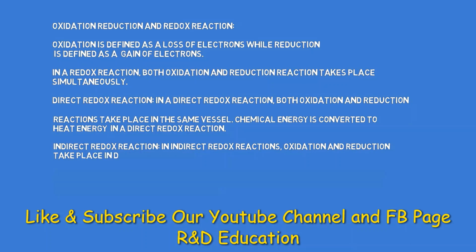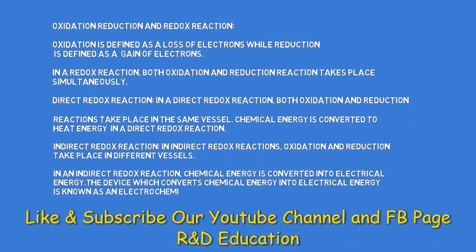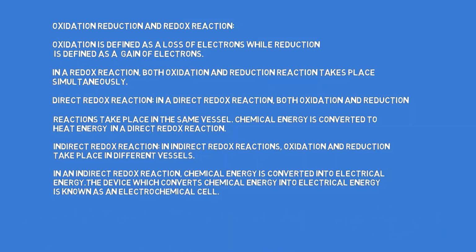Indirect redox reaction. In an indirect redox reaction, oxidation and reduction take place in different vessels. In an indirect redox reaction, chemical energy is converted into electrical energy. The device which converts chemical energy into electrical energy is known as an electrochemical cell.